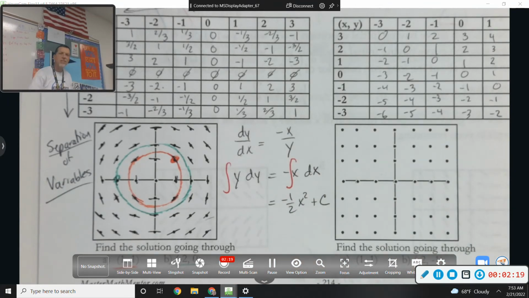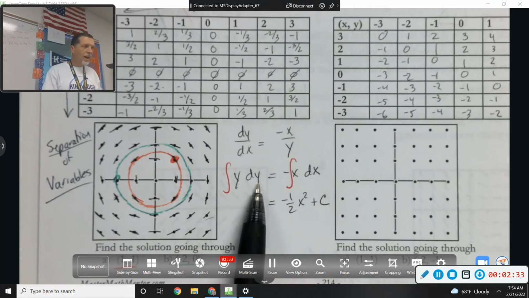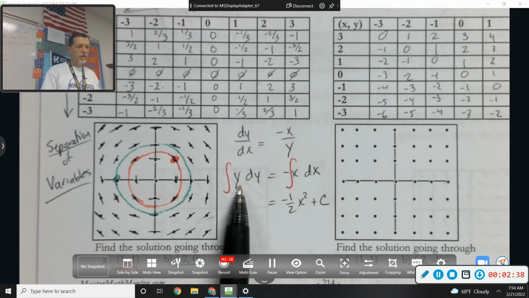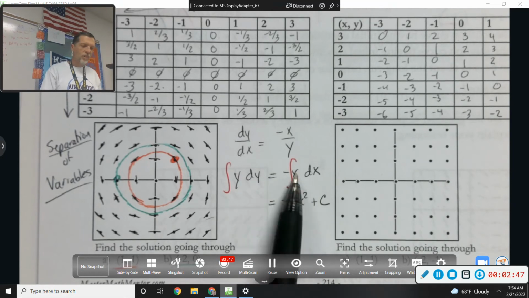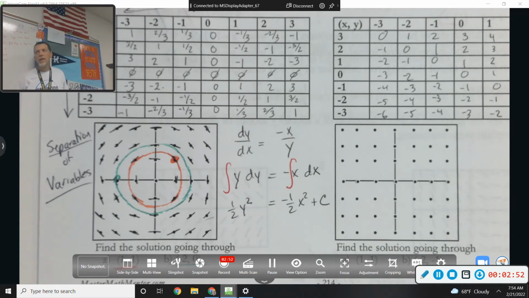You can put the plus c on either side. You can put it on both, but you don't really need to put it on both. So the integral of x is x squared over 2. The integral of y dy. So we're integrating y, but with respect to y. So any ideas on what that will be? It's sort of the same thing. So 1/2 y squared. And again, you can put the plus c on either side or both sides, but most people just out of habit put it with the x.